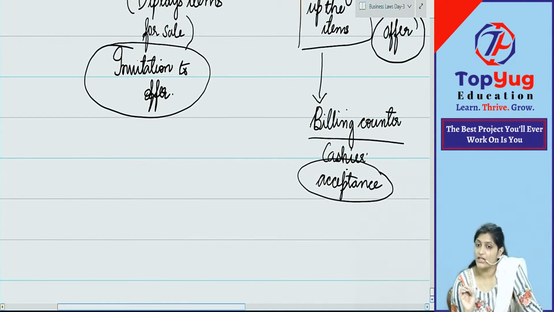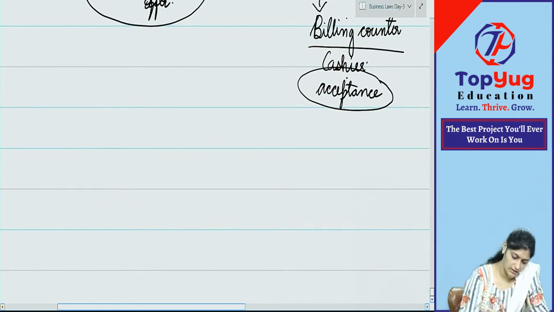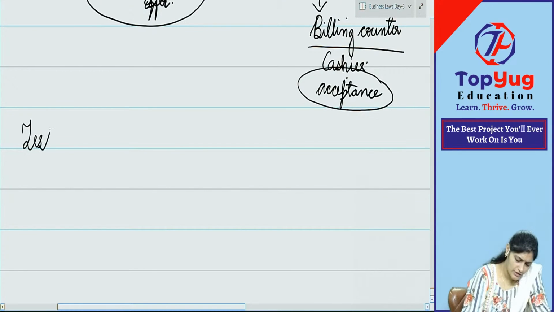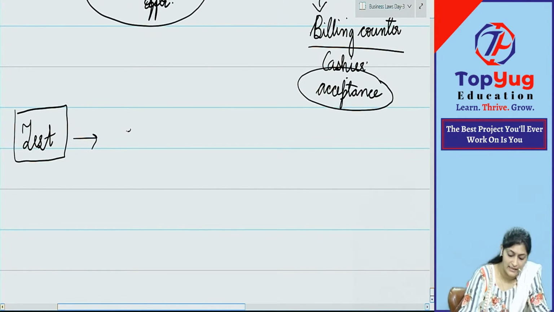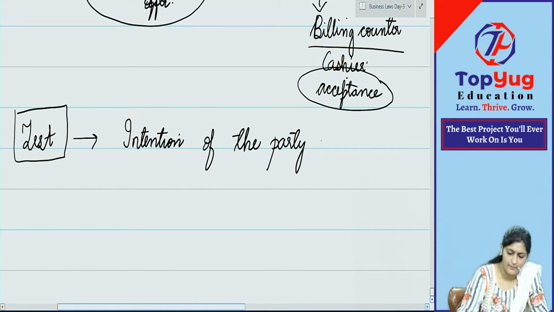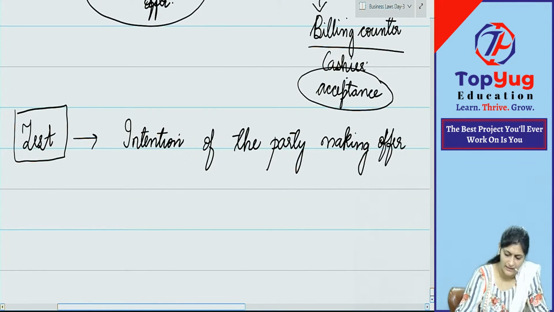How will you differentiate between what is offer and what is invitation to offer? The test here, to know whether it is an offer or an invitation to offer, is the intention of the party making the offer.